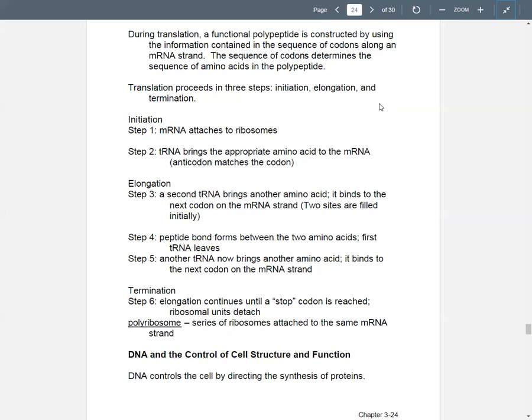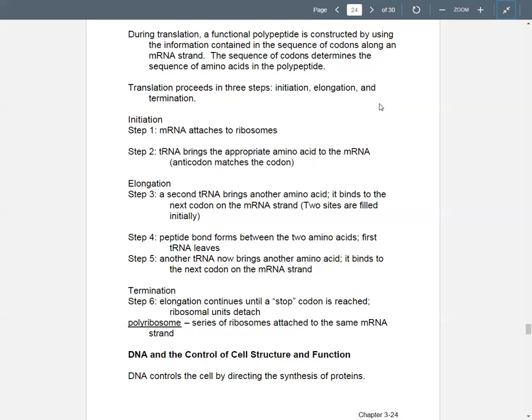Now, in some cases, you'll see what we call a polyribosome. Poly means many, right? So here you'll see many ribosomes attached to the same mRNA strand, okay? So that could be a strand where you need to make lots and lots of protein, so it may have lots of ribosomal subunits attached to it. Okay, so that's translation. Taking mRNA and making protein.